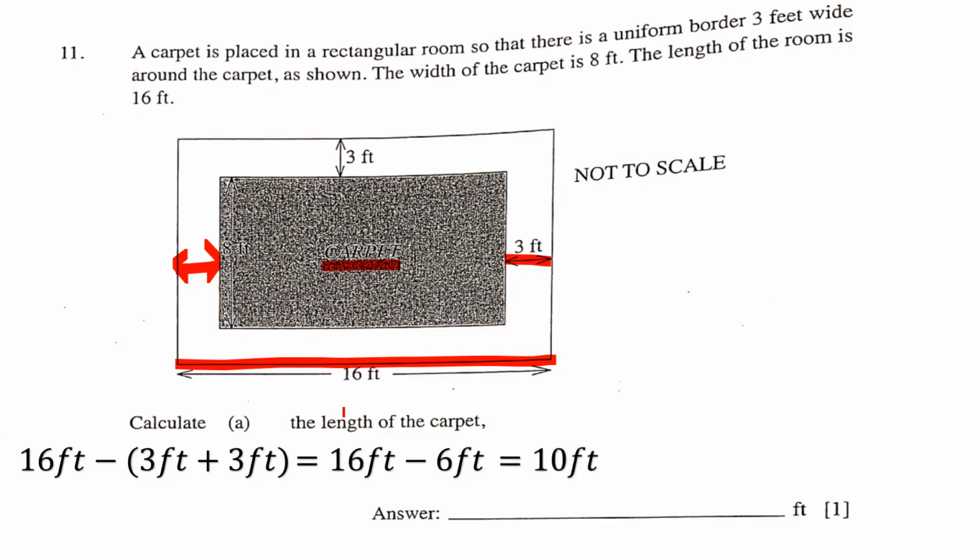And so the length of the carpet is actually 10 feet, which makes sense. If the length of the carpet is 10, and we add 3, that's 13, and then we add another 3, because this is also 3, and that becomes 16. So the length of the whole room is actually 16, which makes sense.